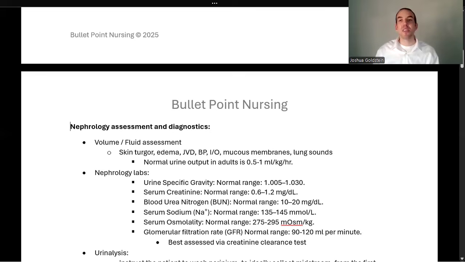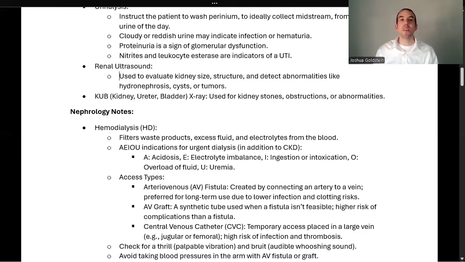But in case you're ever tested on this, the best way to get a GFR is based on a test called the creatinine clearance test. I just put this in there because I've seen this on a few nursing RN test bank questions. Let's keep going. We have a urinalysis. A urinalysis is going to be one of the most common labs that we do in nephrology, and we do them all the time in general.